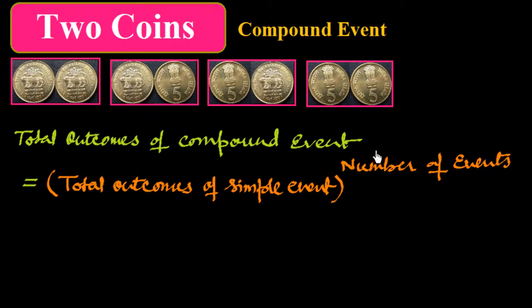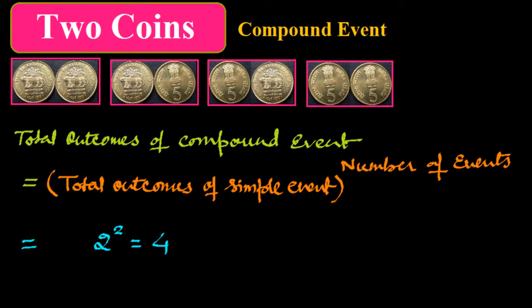Number of events. Look at here, I will explain this in brief. We know the outcomes of a simple event of a coin: if there is only one coin, how many total outcomes would there be? The total outcomes of a single coin are 2, head and tail, and the number of events is how many coins we are tossing simultaneously or respectively. So 2 power 2, and we get 4 outcomes.